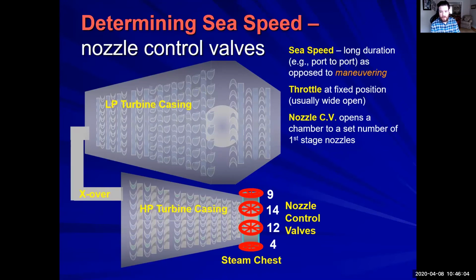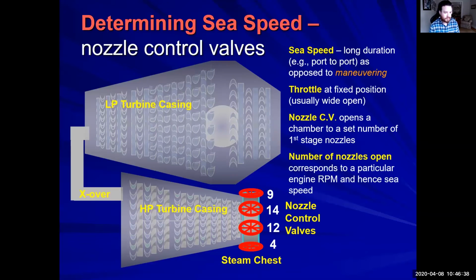So the nozzle control valve opens a chamber to a set number of first stage nozzles. Our high pressure turbine casing, our steam chest, remember, is what's getting all of our 600-pound steam. So these nozzles right here, these 1, 2, 3, 4 nozzles, will control how much steam is going to be entering our steam chest. And the number of nozzles open correspond to a particular engine RPM and hence C speed. We're going to go into depth of the nozzles in a second.